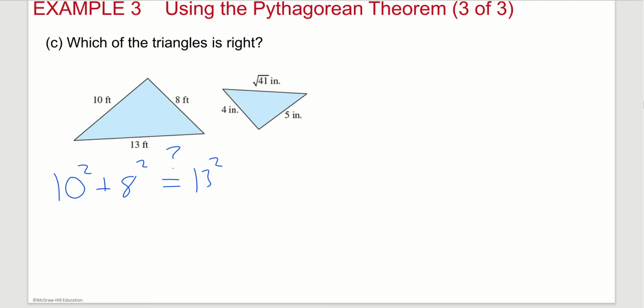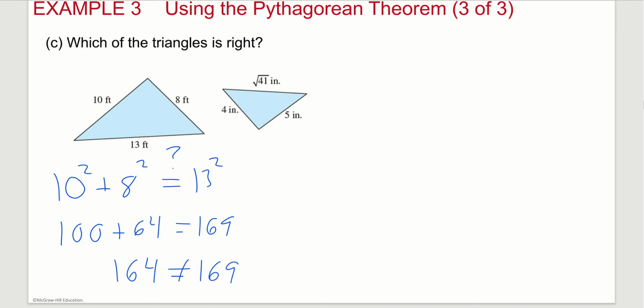So for the first triangle, I take the two smaller values, the 10 and the 8. This will give me 100 plus 64, so that's going to be 164. 13 squared is 169. Because the sum of the squares of the smaller two sides is not equal to the square of the larger side, that means the first triangle is not a right triangle.